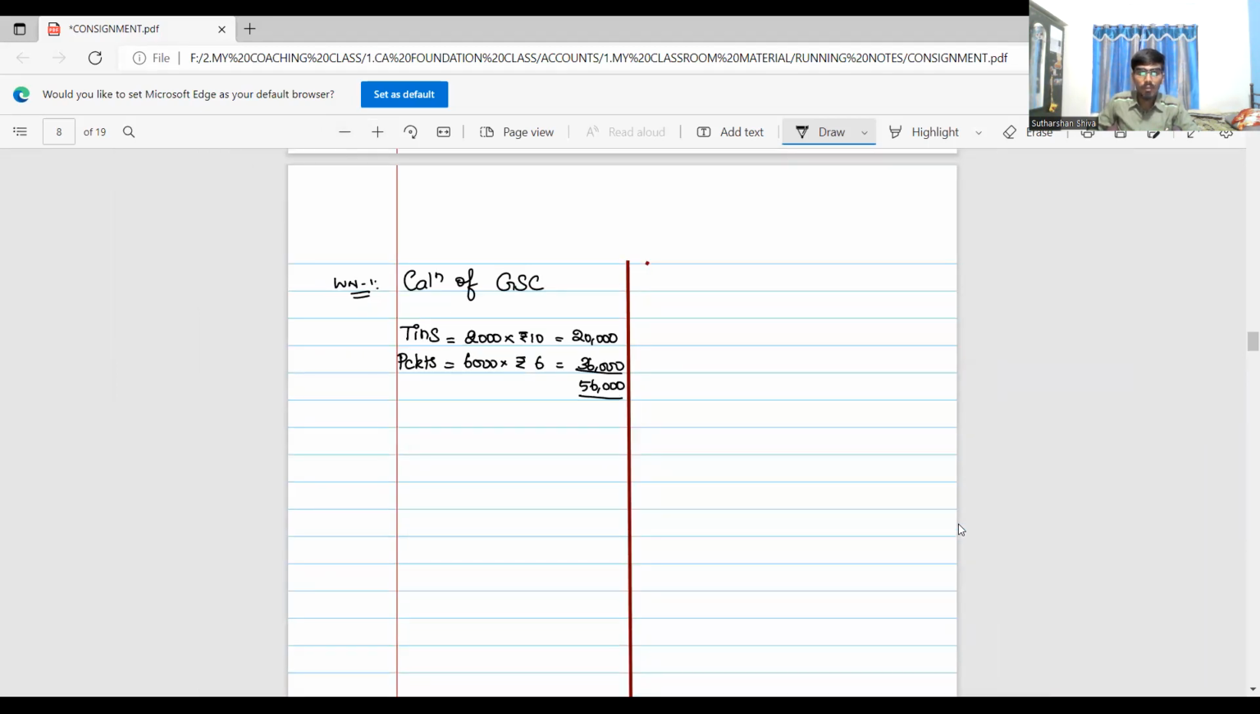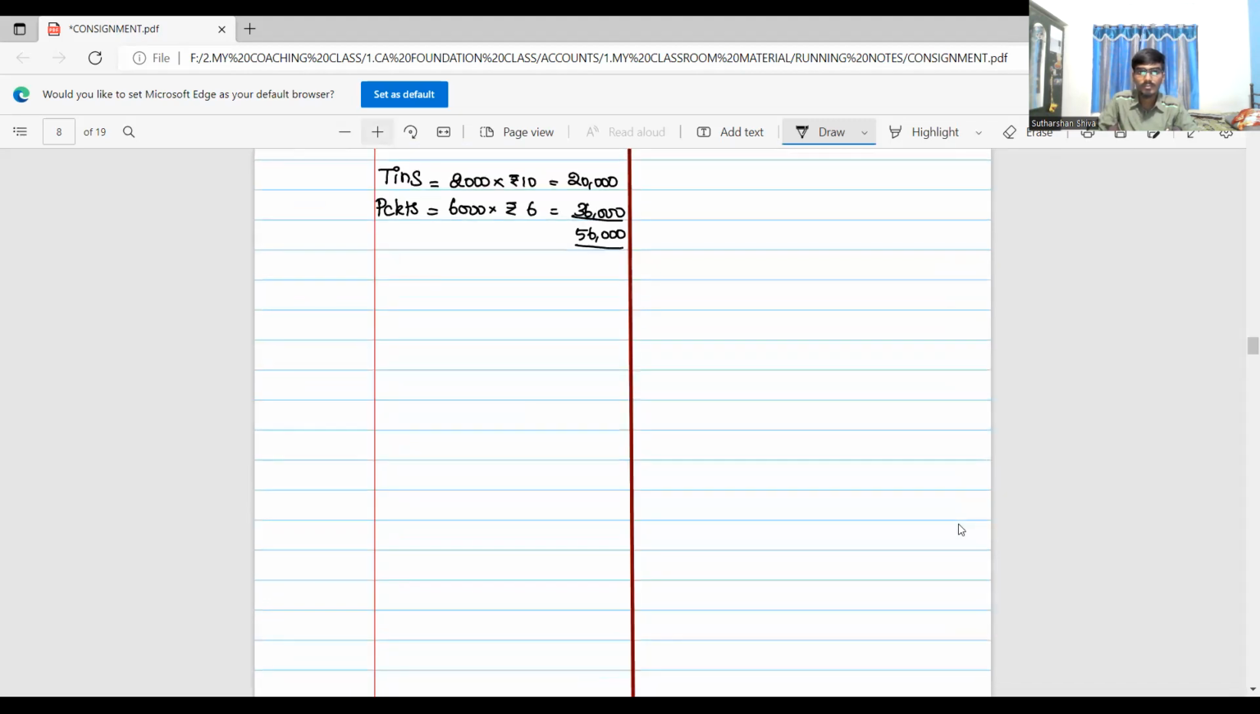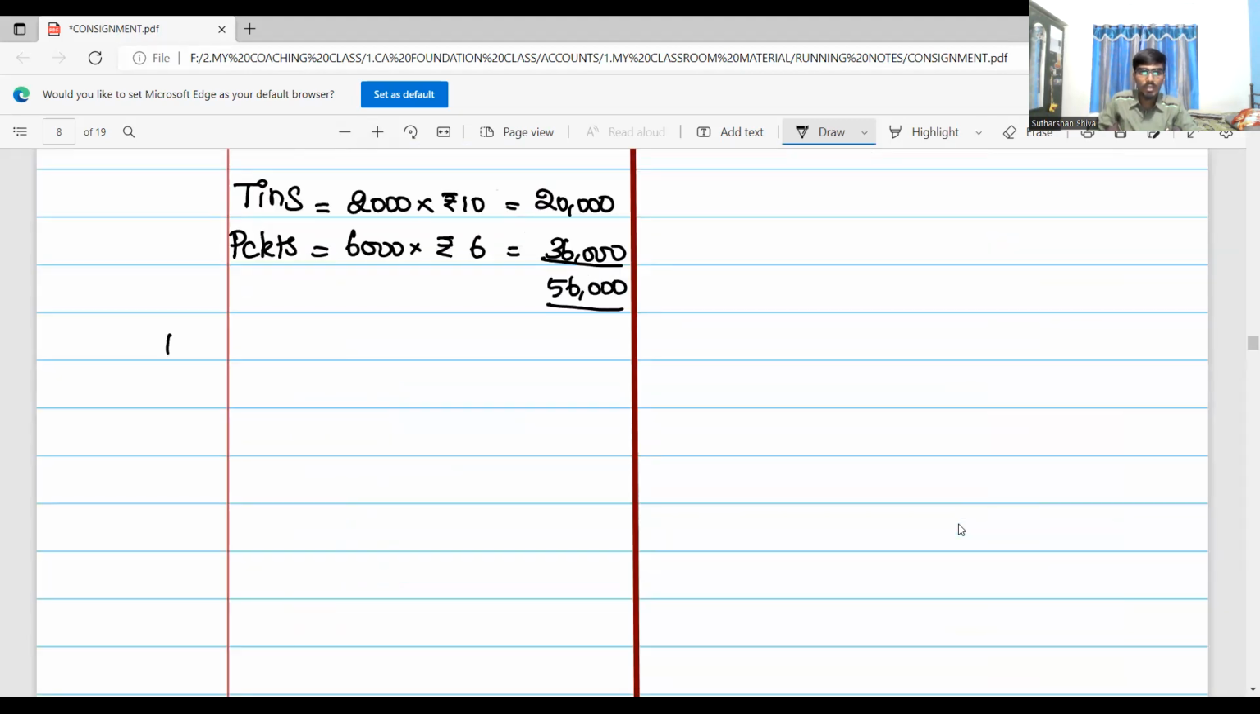Then your working note number 2. What is your working note number 2 means? It is a schedule of expenses. Wait, we will write the schedule of expenses on the opposite side.